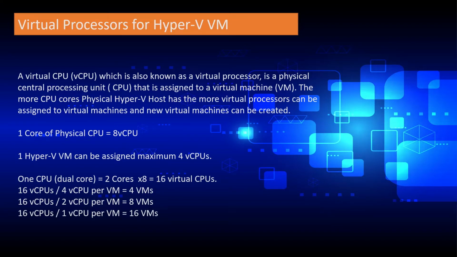Whenever you assign virtual processors to your virtual machine, make sure that you have enough physical cores available in your physical hardware. The more physical cores you have, the more virtual processors you can assign to your virtual machine, and the better the performance will be.